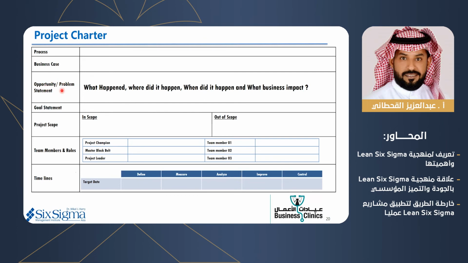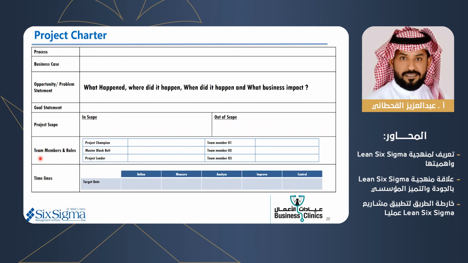So here is the opportunity or problem statement. You have to mention what's happening, where the problem is happening, when it is happening, and what your goal is, what you want to do. You want to improve the quality by 2%, 5%. You want to reduce the cost by 20%. So you have to state the goal statement. Here is the project scope, where to focus, where to look, and out of scope, which area or system that we are not going to analyze.